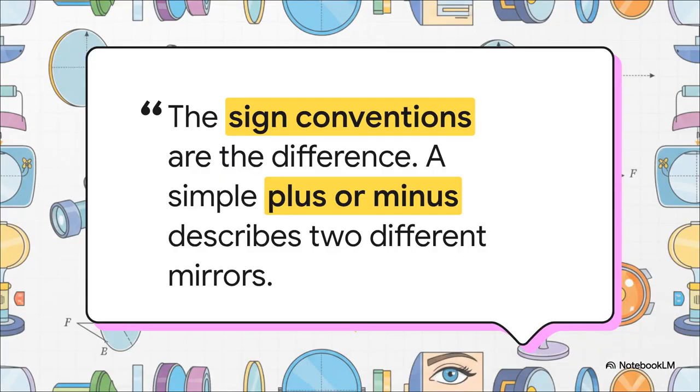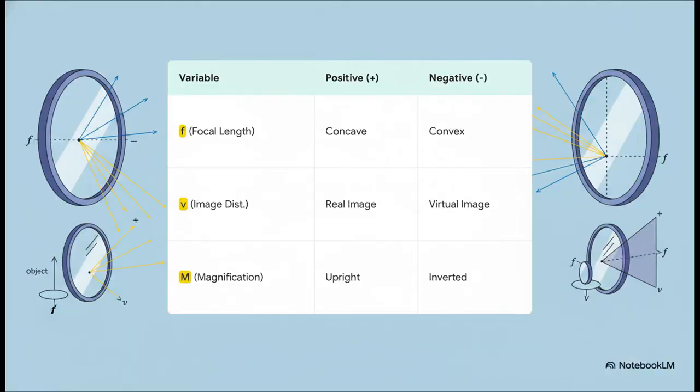Right. So the crucial point is that these formulas are pretty much useless unless you understand the rules that govern their signs. The physics isn't in the numbers, it's in the plus or minus. This table is basically the Rosetta Stone for mirror math.